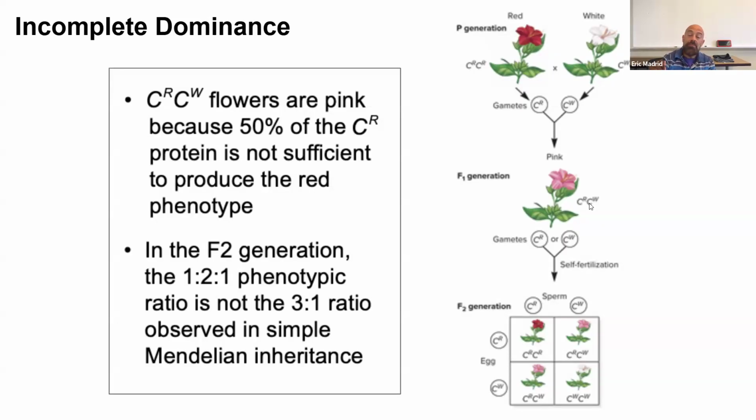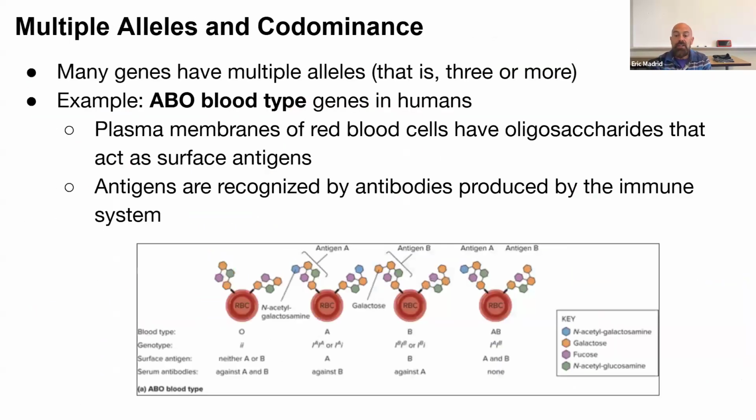The difference is that with incomplete dominance, the heterozygous individuals are intermediate between the other two. So it's like red, white, pink; black, white, gray. The third phenotype is in between the other two. With codominance, the third phenotype, in this case type AB blood, is totally different from the other two. So type AB blood individuals act differently from type A blood individuals or type B blood individuals. AB is not necessarily intermediate between A and B. It's its own distinct phenotype.